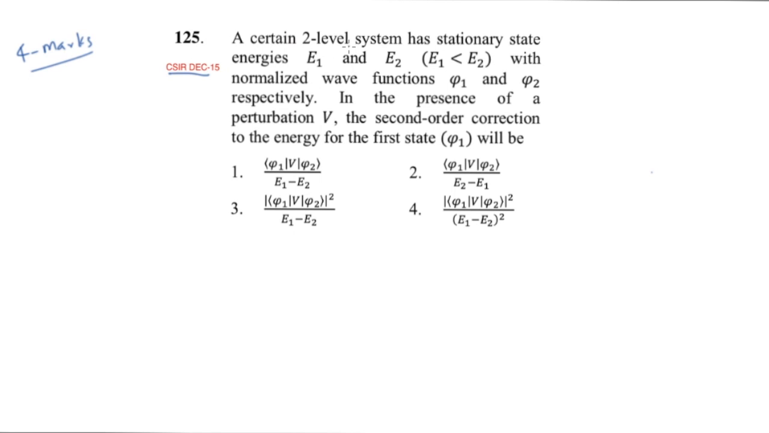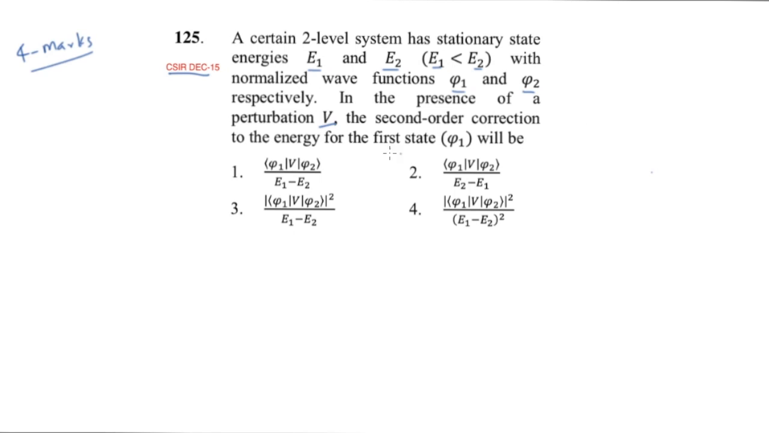The question says that a certain 2-level system, that means we have 2 different energy levels, E1 and E2, where E1 is lesser than E2. That means E1 is of lower energy and E2 is of higher energy, with normalized wave functions phi 1 and phi 2. Doesn't matter whether it is psi or phi, those are representing your wave functions. Now, in the presence of a perturbation V, remember we have studied the perturbation in the form of H, but here it is given in the form of V. Doesn't matter, you just have to replace H with V, that's all.